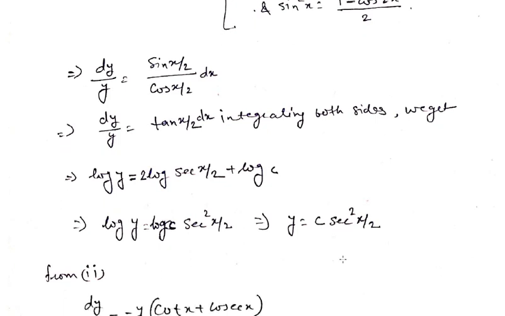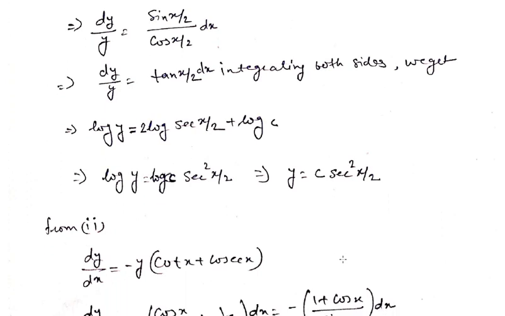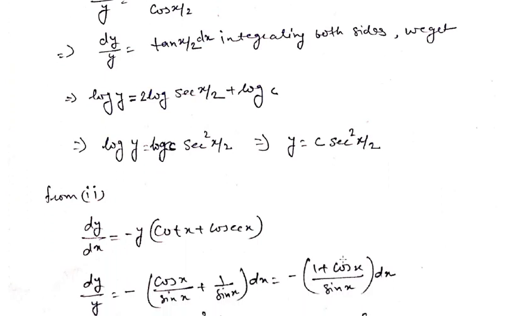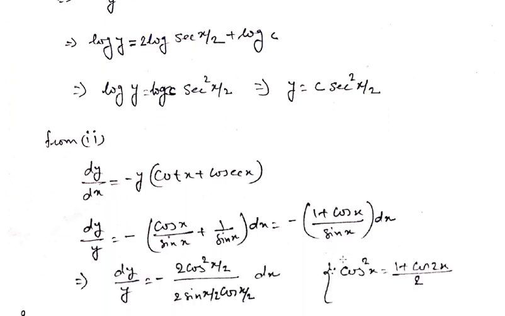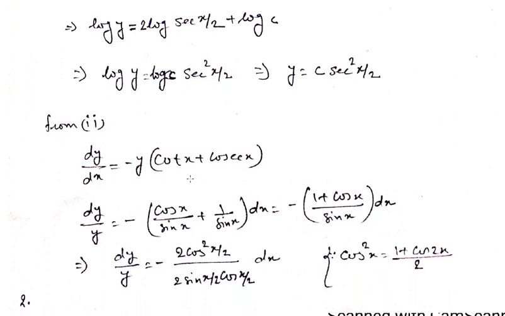Now we will use the second equation, which is dy upon dx is equals to minus y cot x plus cosec x. Again rewrite cot x as cos x upon sin x and cosec x as 1 upon sin x. And after taking LCM, we get 1 plus cos x upon sin x. 1 plus cos x is what? 2 cos square x by 2.